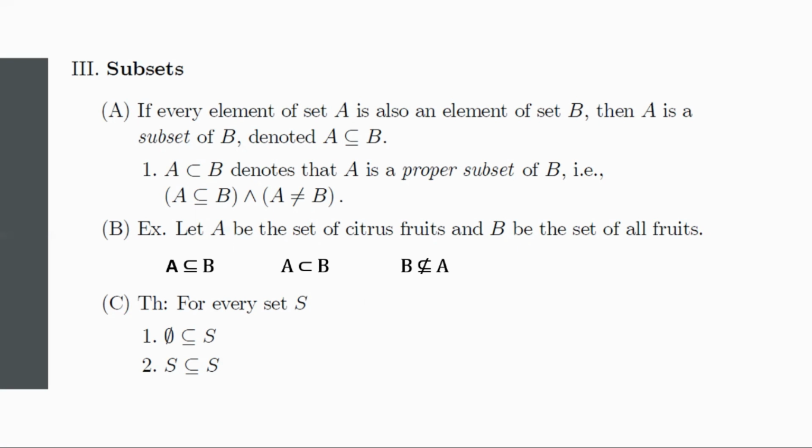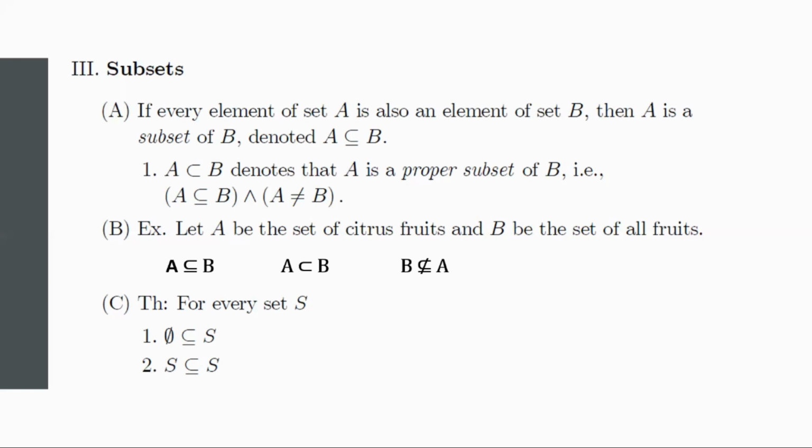A is a subset of B. A, in fact, is a proper subset of B because, well, let me back up. A is a subset of B because all citrus fruits are fruits. A is not a proper subset of B because there exist some fruits that are not citrus fruits, thus A is not equal to B. And using the same logic, then, we can conclude that B is not a subset of A. There are fruits that are not in the subset citrus fruits.